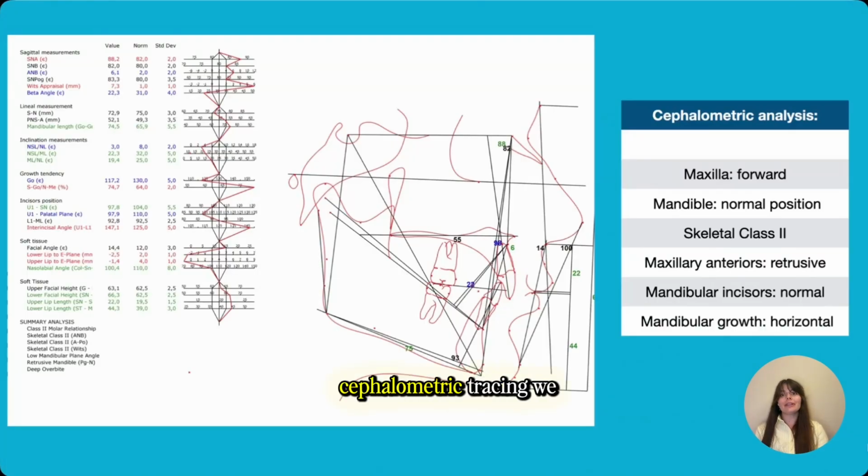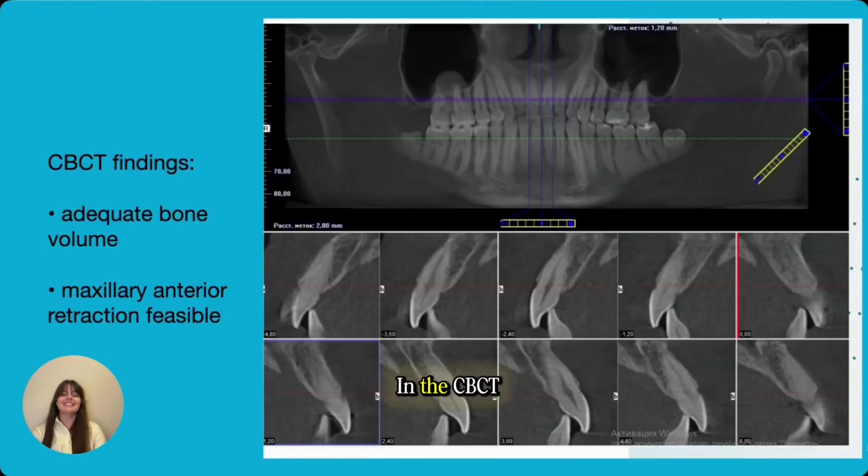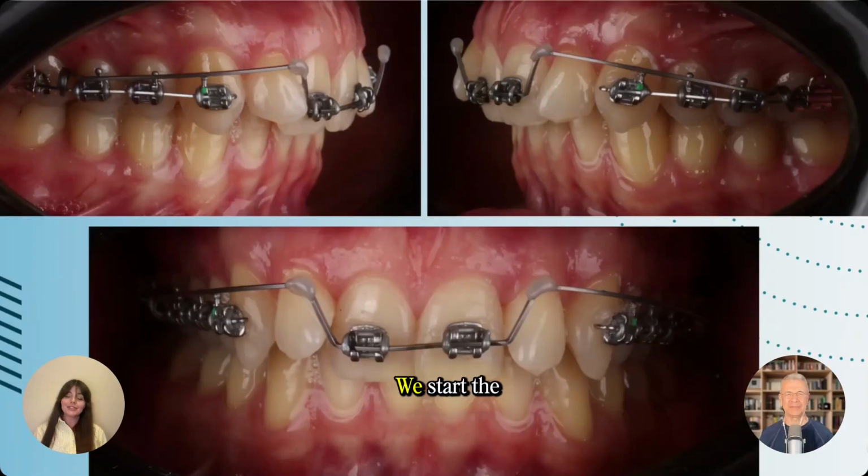Well, in the cephalometric tracing, we see a protruded maxilla and a normally positioned mandible, a skeletal class 2 pattern. Also, the maxillary anterior teeth are retroclined, while the mandibular incisors are normally inclined. A horizontal growth pattern of the mandible. In the CBCT cuts, we see sufficient bone volume for anterior retraction in the maxilla. We started treatment in the maxilla because the amount of tooth movement is much greater there.